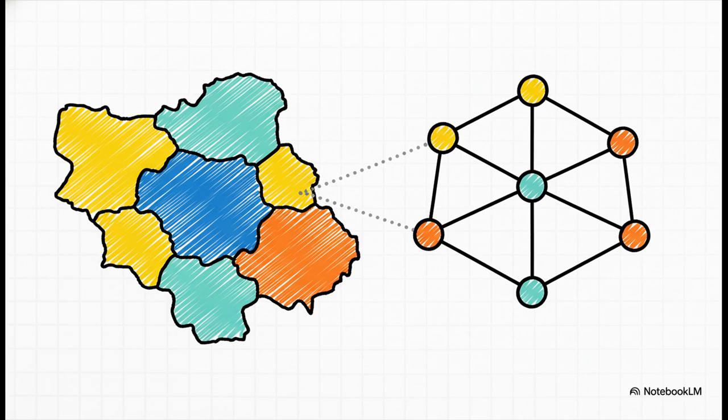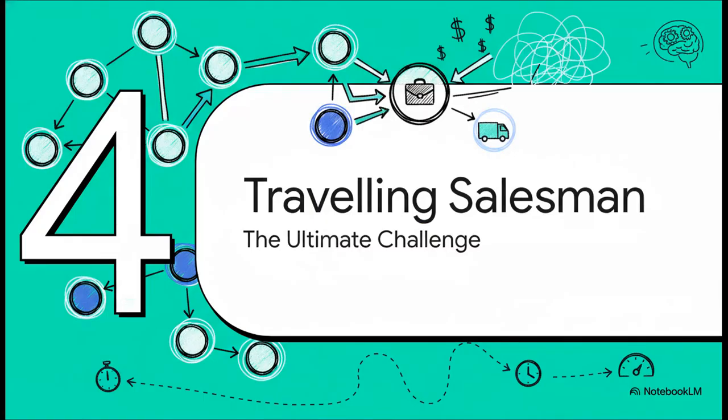Here's another famous puzzle that, surprise, is secretly a graph problem. The 4-color theorem. It says you only need 4 colors to color in any map so that no two regions that share a border have the same color. And how do you prove something like that? You got it. You turn every region into a vertex and every shared border into an edge. Okay, so far so good.